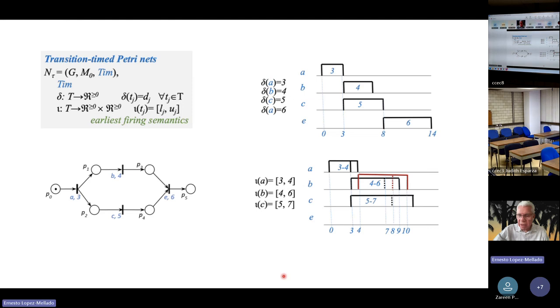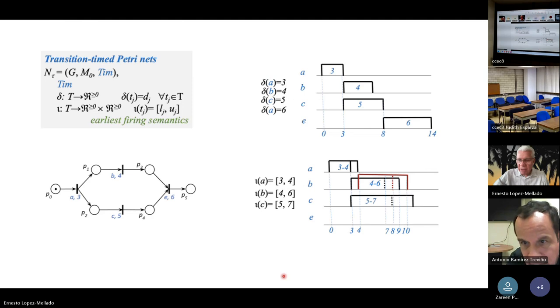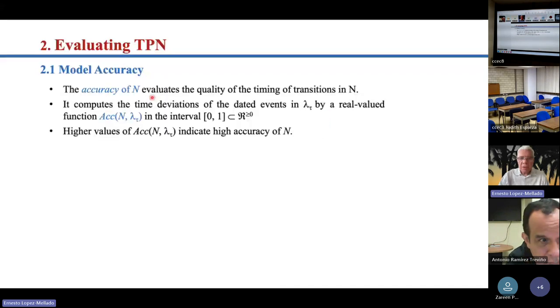So we will evaluate the quality of the timing transitions. You have only 1 minute more. Okay.